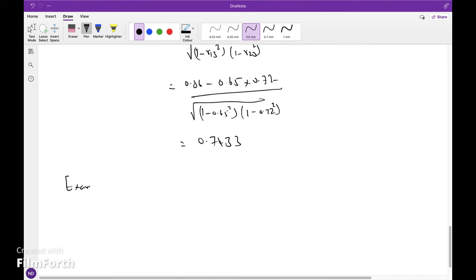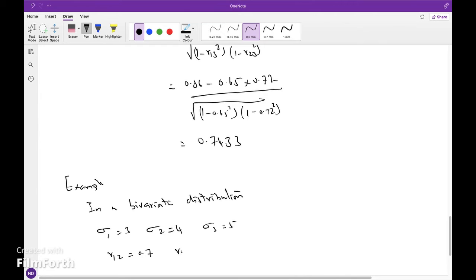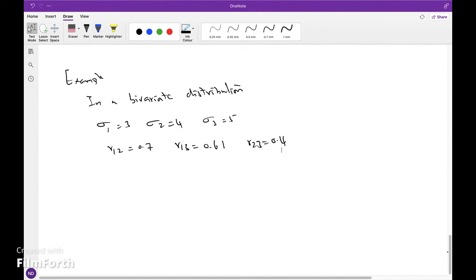Another example. In a trivariate distribution, sigma1 equals 3, sigma2 equals 4 and sigma3 equals 5. Here r12 is 0.7, r13 is 0.61, r23 is 0.4. Find the partial and multiple correlation.